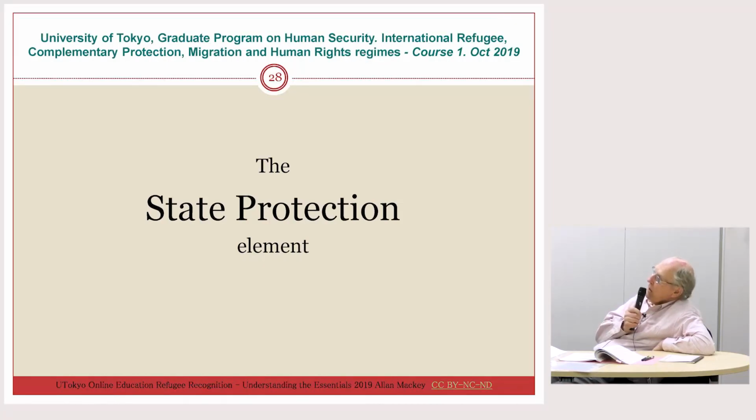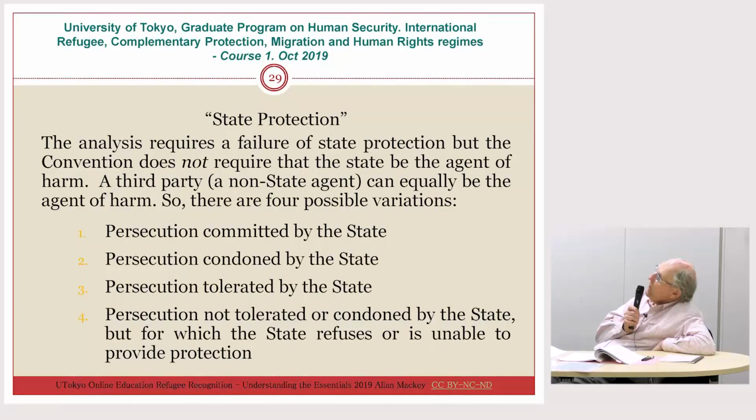The state protection, as I said, is the other side of that piece of algebra. So the state protection does not require a state to be an agent of harm. In other words, non-state agents can equally be an agent of harm. And there are four variations: persecution committed by the state, persecution condoned or allowed by the state, persecution tolerated, where they say we don't like it, but they don't do anything to stop it, and persecution not tolerated or condoned, but for which the state refuses or is unable to provide protection.